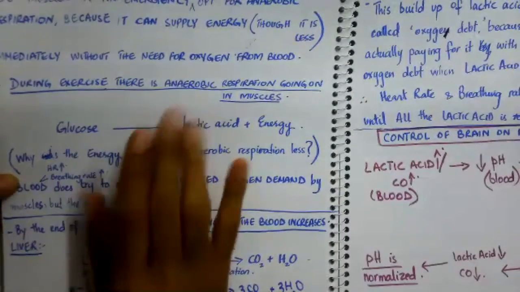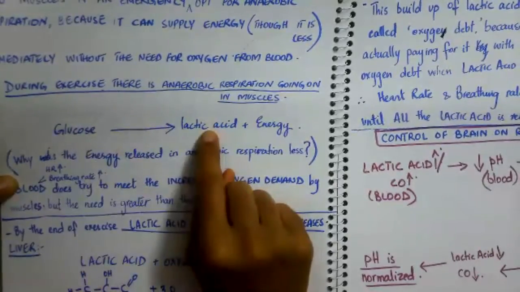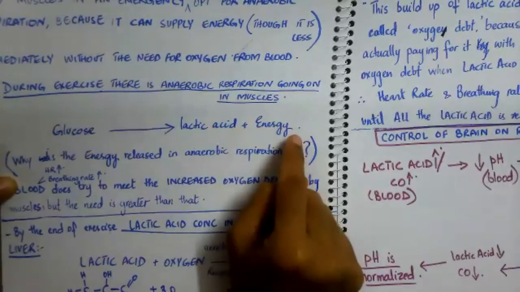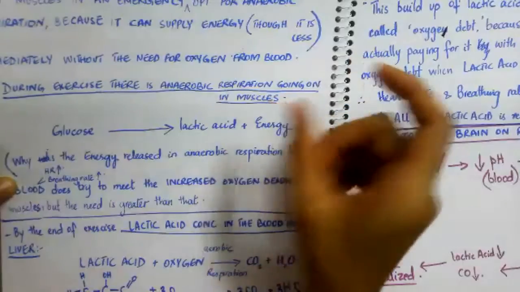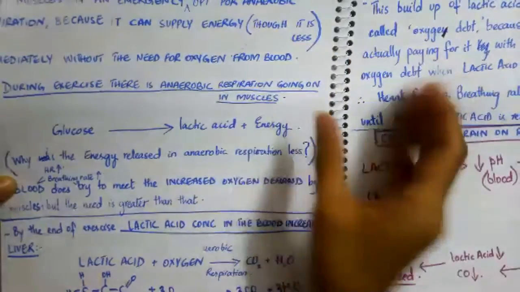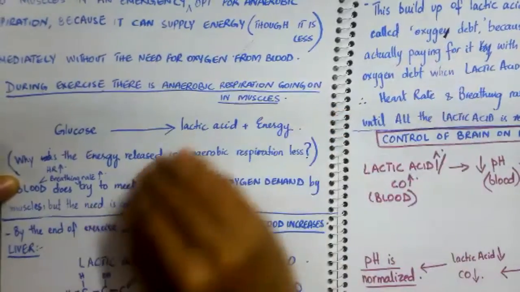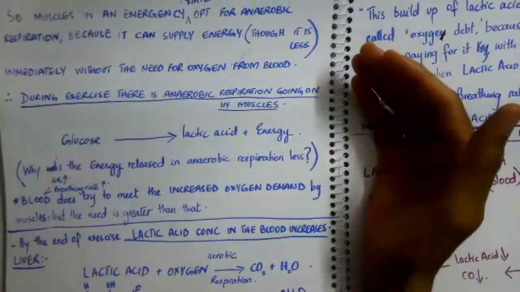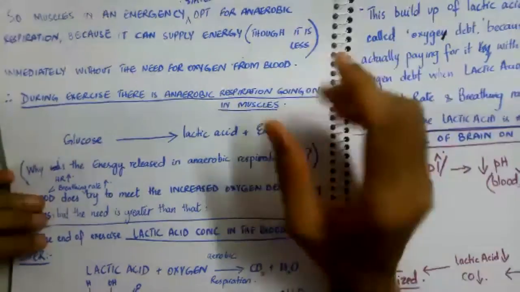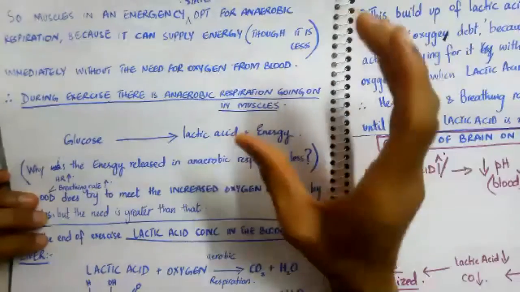So the body breaks down glucose quickly, in a fast reaction, immediately into lactic acid and energy. This energy is less, but it's okay if it's less, I just need it, okay? We just need energy, because most of the energy has already been acquired by aerobic respiration due to the increase in heart rate and respiratory rate, but now we need a little more.